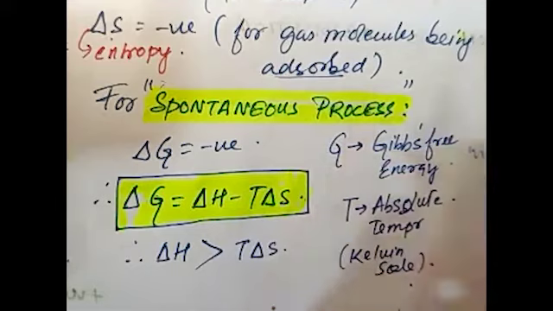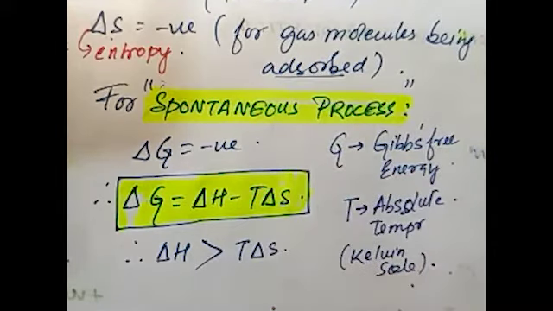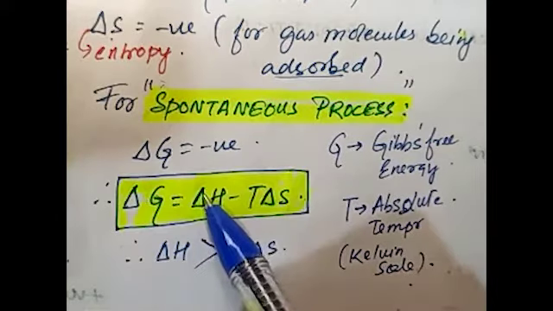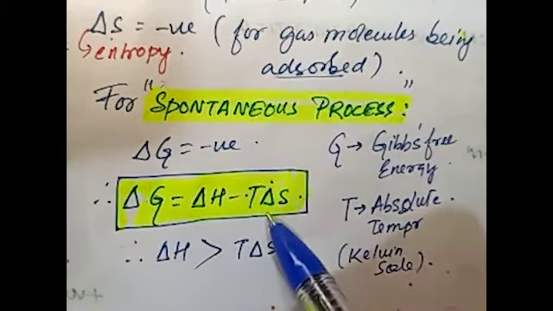Okay, there is no temperature which is negative. You may say minus 4 degrees Celsius. No, I'm not talking about degrees Celsius. I'm talking about Kelvin. So ΔH − TΔS.